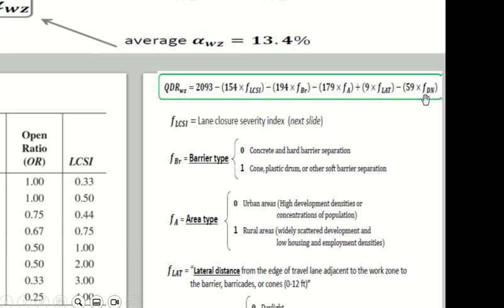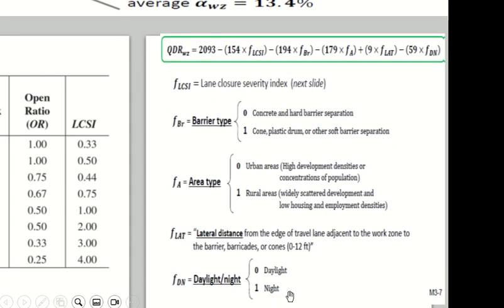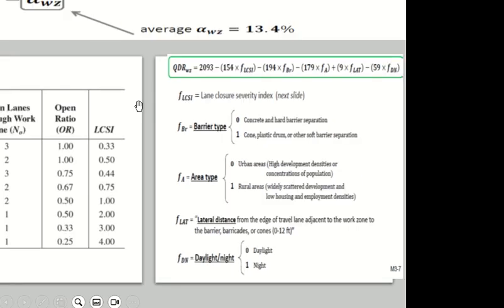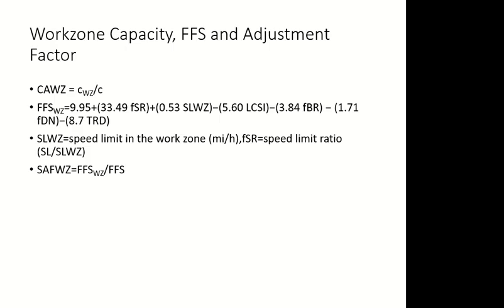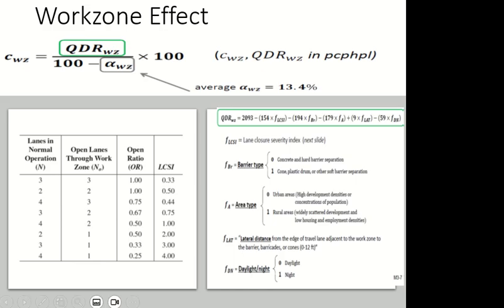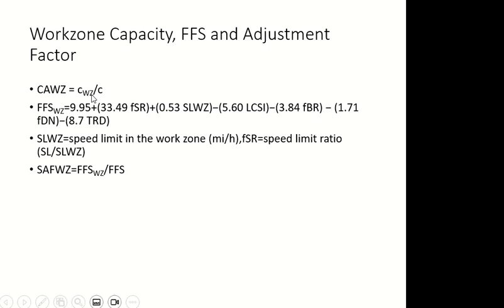And then we have the factor for day and night. If your analysis period is day, then this factor is 0. If your analysis period is night, then this factor is 1. Okay, so you find out QDR from here and then you put it in this equation to get the capacity of the work zone. So this will give you the capacity of the work zone.